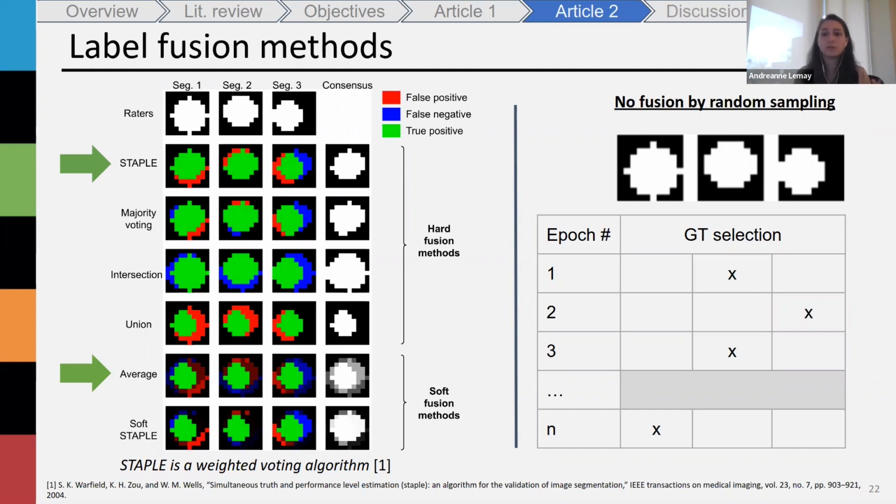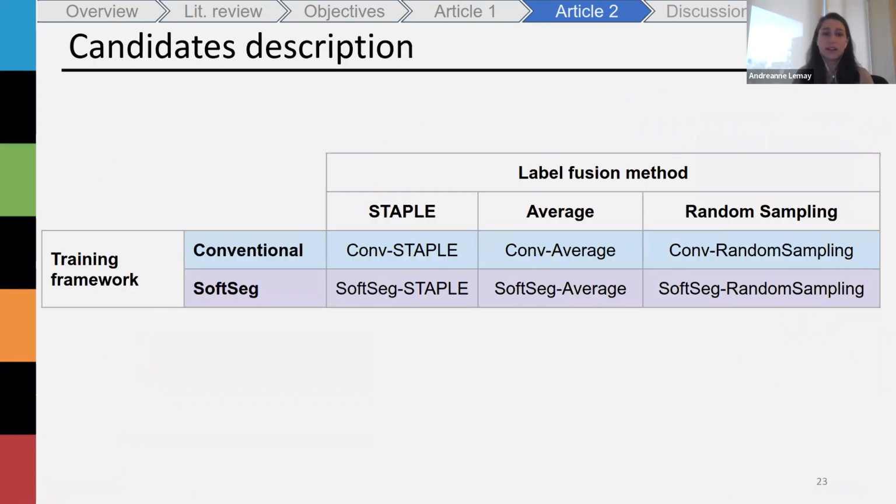Here we consider that all the raters had equal experience, so we weigh them equally with a regular average. And the last label fusion method, which is actually using no fusion method, was random sampling. How it works is that at every epoch of the training, we randomly sample the annotation from one rater. This way, at the end of the training process, the model will have been exposed to all of the annotations that were available.